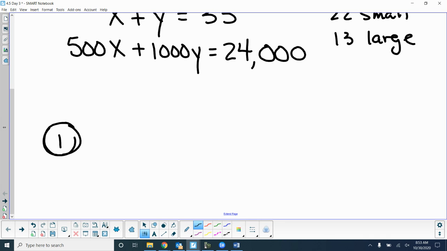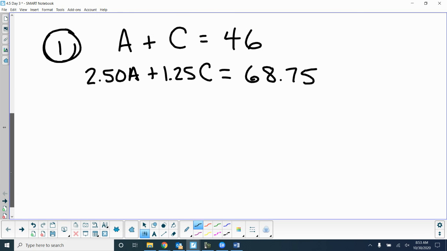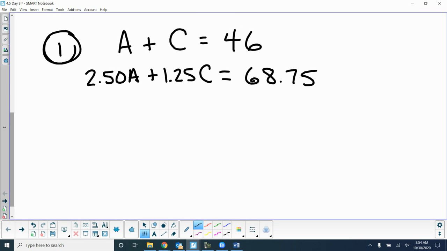So if you want to go A plus C, just so A is adult and C is children, but it doesn't matter. Okay, the cost of an adult ticket was $2.50, and the cost of a child ticket was $1.25, and they sold $68.75 for it. So there's my 2 equations. Does that make sense for that one? Was that too hard to understand? Got it? You all right?